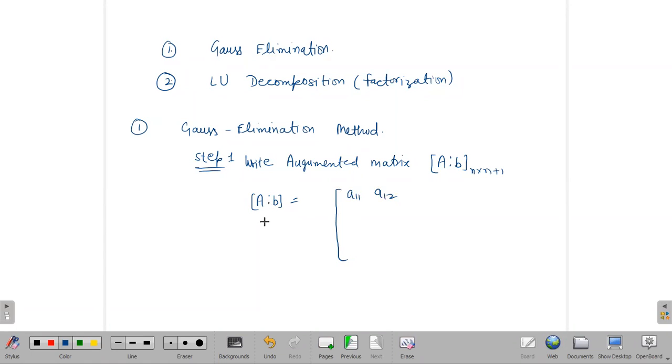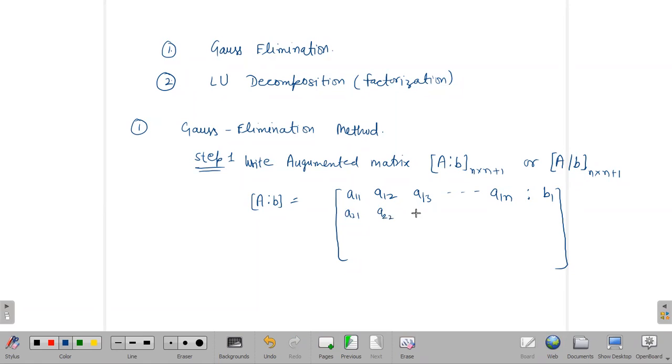Ma'am, in the augmented matrix, isn't this sign A/B? Yes, you can write that also. Some books write this either colon or slash. You can write both of it. Means this is also, or you can write A/B. A13, A1n colon B1. Either you write this slash, meaning here you draw a line, then you will separate this column.